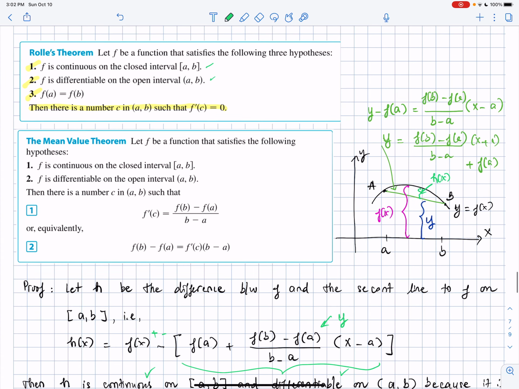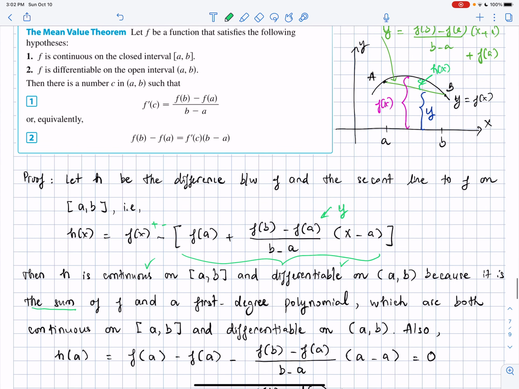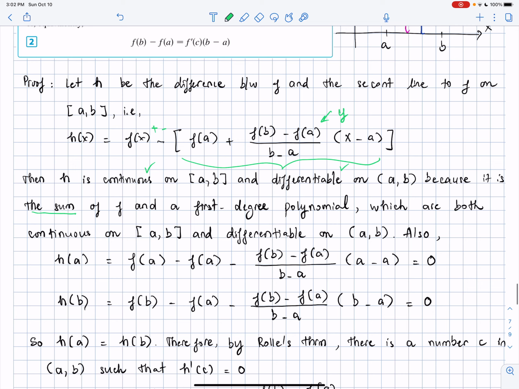So now let's look at number 3 to see if we do have it. So we find h of a and h of b. We plug in a for the function h of x and plug in b for the function h of x. What we can see is they both equal 0. Then we can conclude that h of a equals h of b. So we have the 3 conditions satisfied in Rolle's theorem.